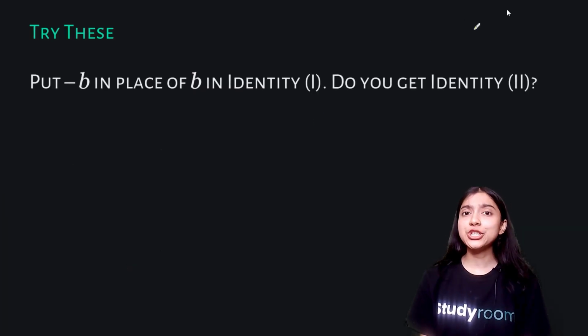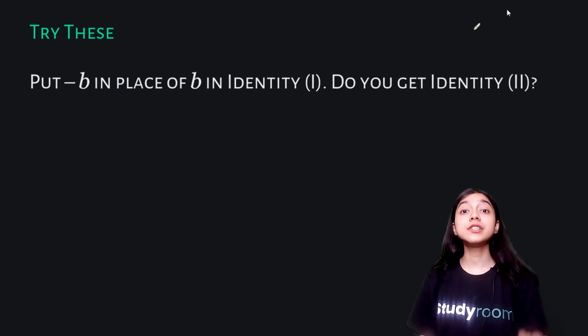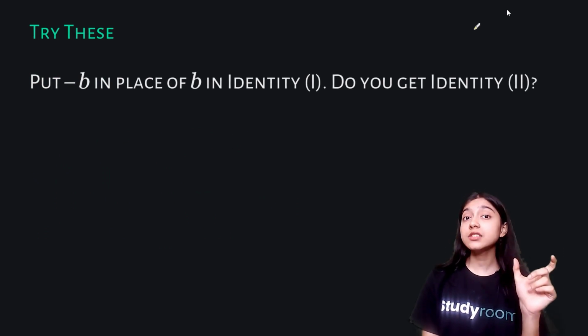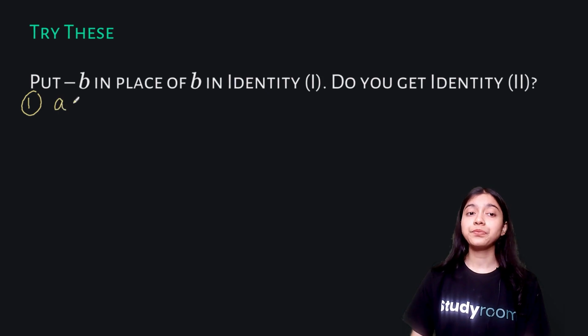Now, I'll be teaching you something different. I taught you the very first identity, that was a plus b whole square, which gives us a square plus 2ab plus b square. Now, let us check what will happen if I put minus b in place of b. Let us try what happens. So, the very first identity that I taught you was a plus b whole square gives us a square plus of 2 times of ab plus of b square.